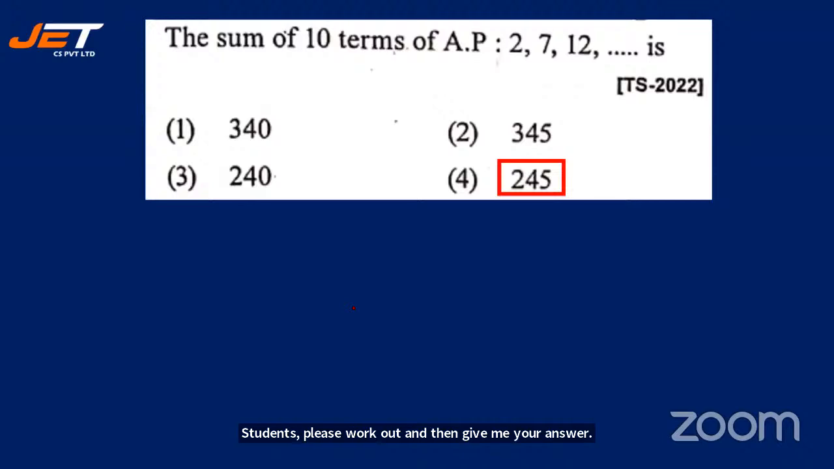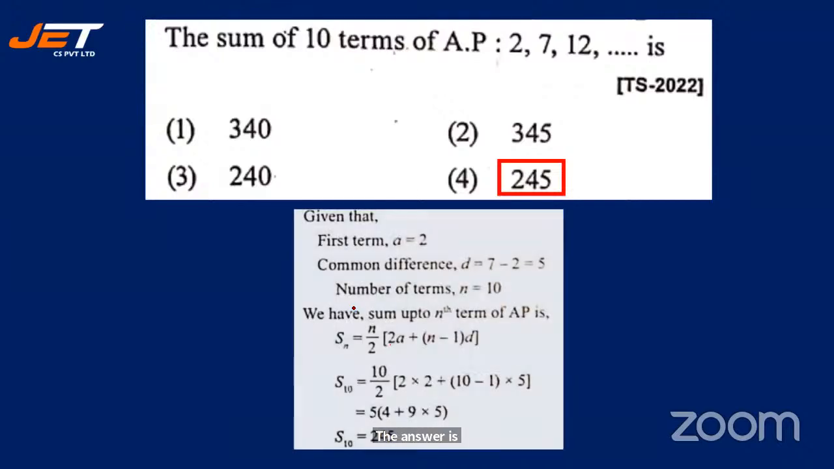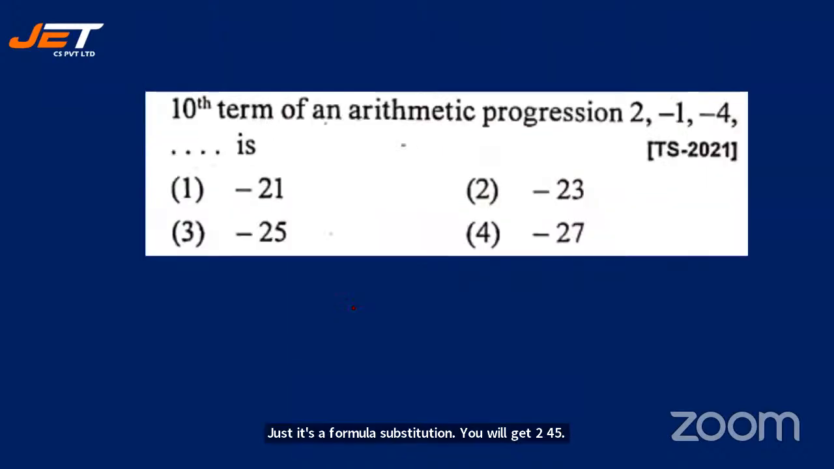It is 4. The answer is 245. See, first term a is 2. Common difference, second term minus first term, 5. Number of terms n is 10. So what is the Sn formula? n by 2 into 2a plus n minus 1 into d. Work it out. It's just formula substitution. You will get 245. Isn't it? All right. So with this, let's move on to the next question.